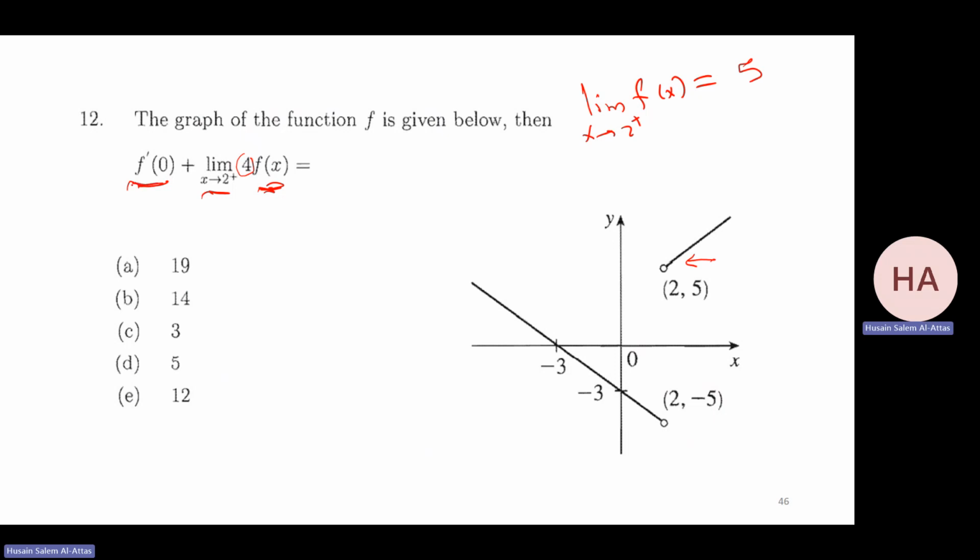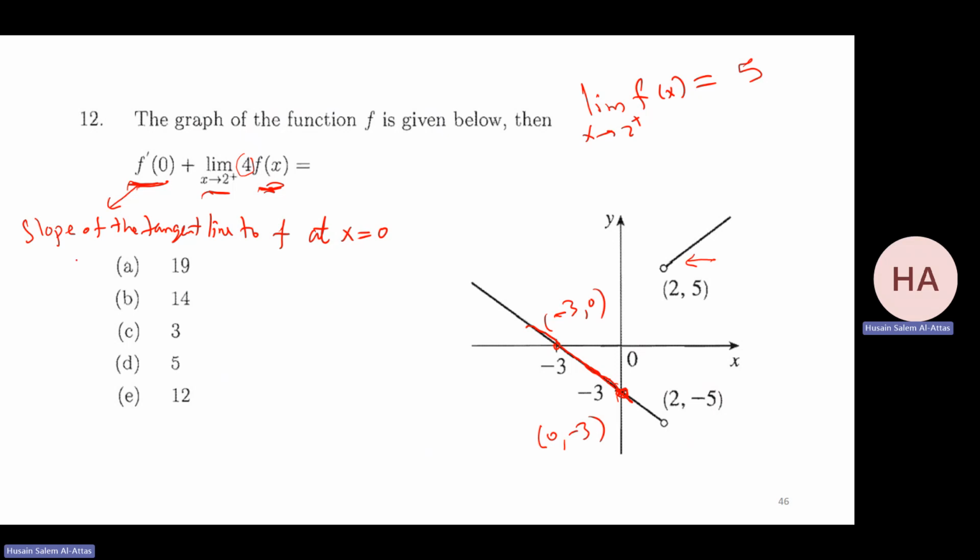Okay. Now we come to this one, f prime at 0. How to do f prime at 0 from the graph? We know that this is the slope of the tangent line to f at x equals 0. So this is x equals 0. This is the point where x equals 0. So I need to find the tangent line. Because this is a line, it will be the same line as the tangent line. So we have 2 points on this line, which are (0, -3) and (-3, 0).